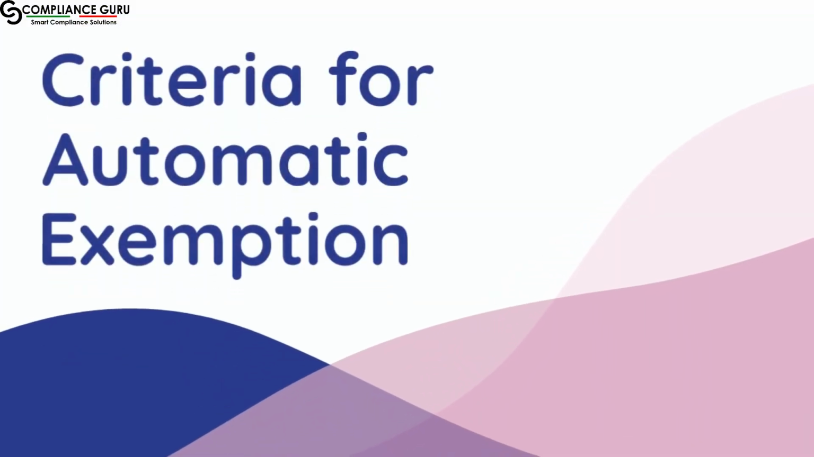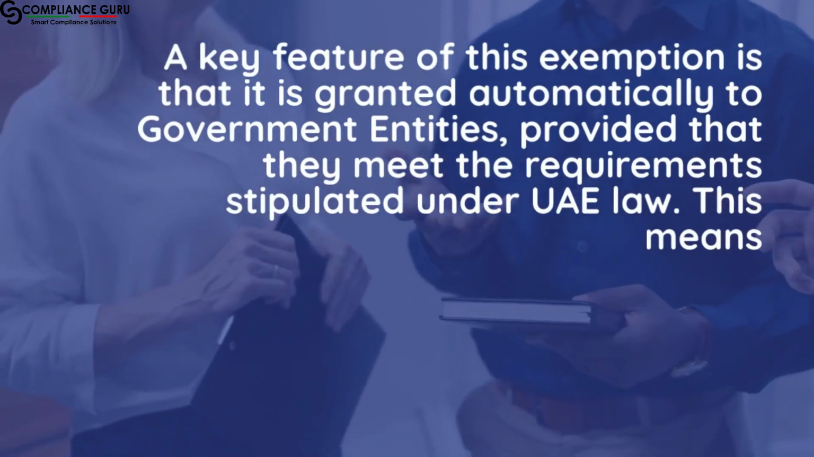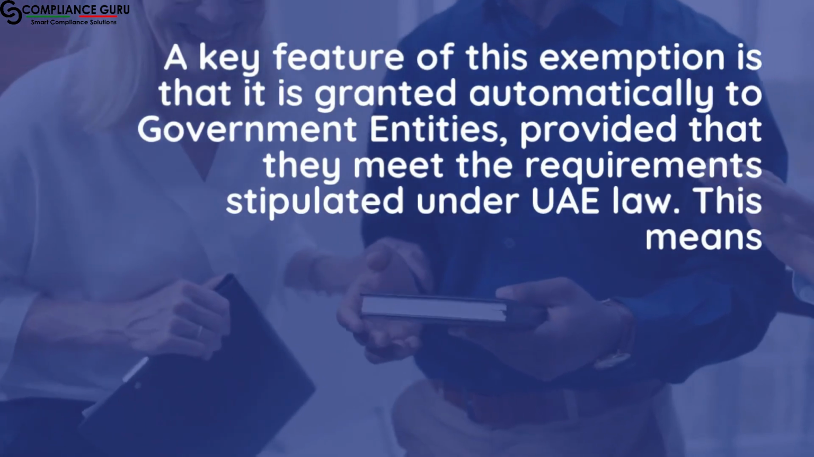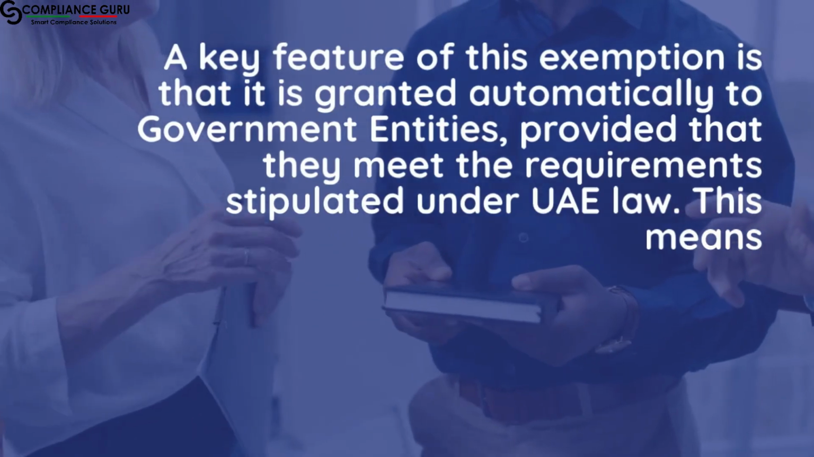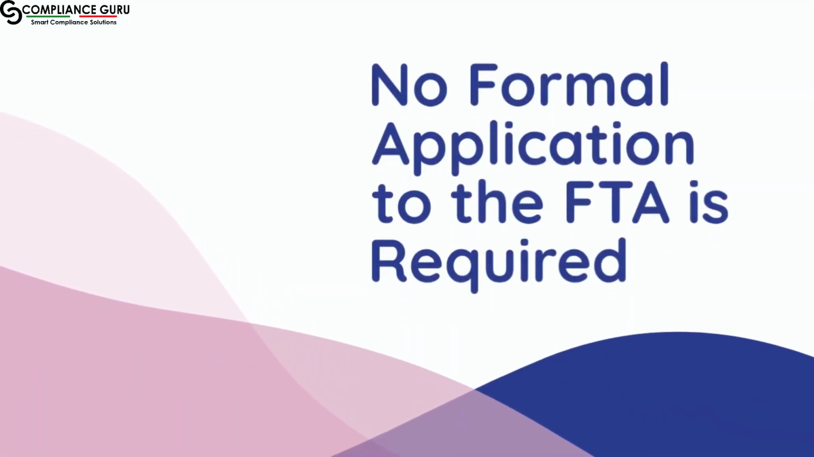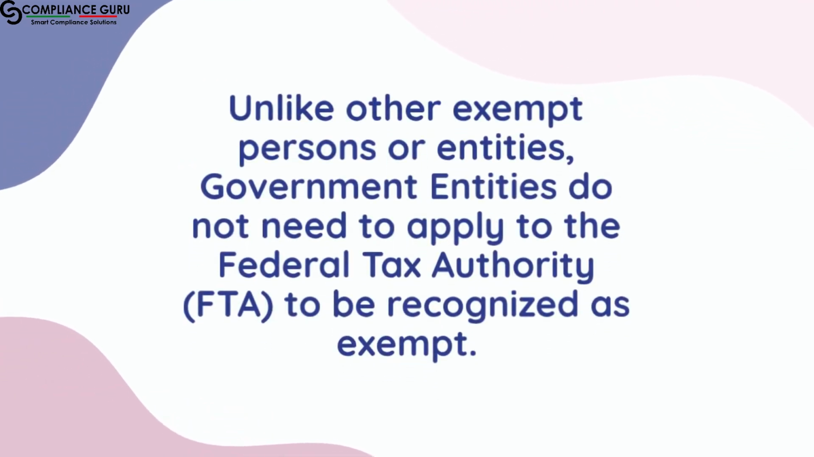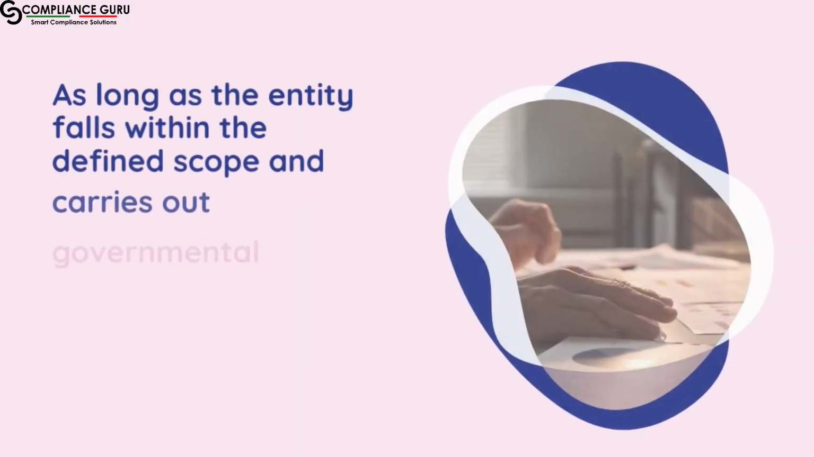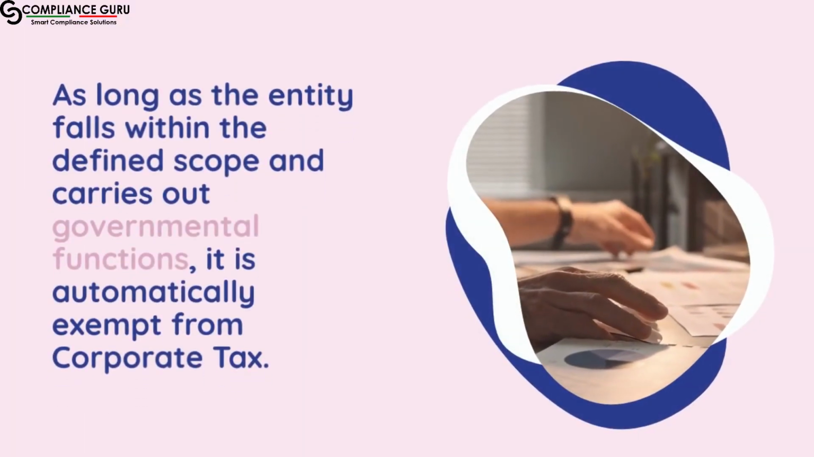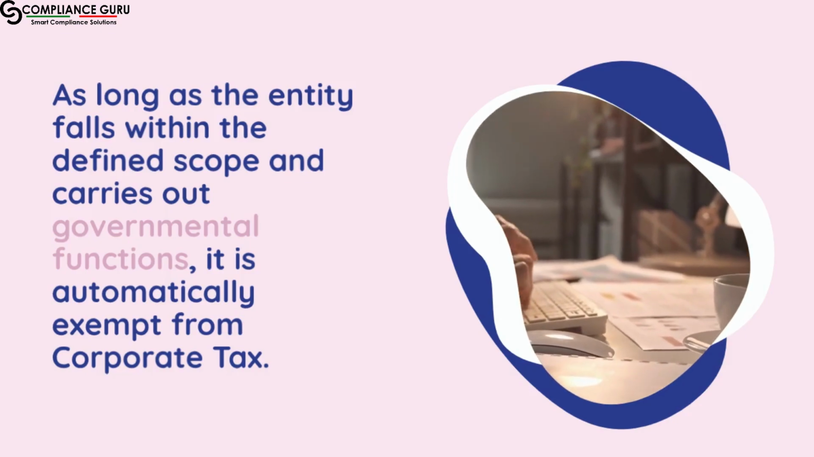Criteria for automatic exemption. A key feature of this exemption is that it is granted automatically to government entities, provided that they meet the requirements stipulated under UAE law. This means no formal application to the FTA is required. Unlike other exempt persons or entities, government entities do not need to apply to the Federal Tax Authority, FTA, to be recognized as exempt. As long as the entity falls within the defined scope and carries out governmental functions, it is automatically exempt from corporate tax.